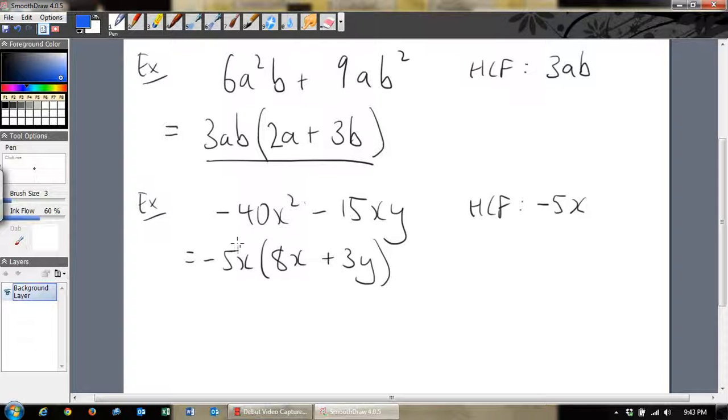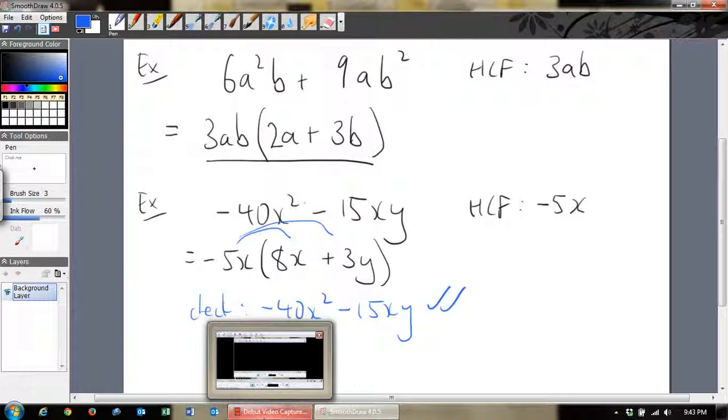Just do a quick check of this. Let's just check that this is correct. Negative 5x times 8x. Negative 5 times 8 is negative 40. x times x is x squared. Negative 5x times positive 3y is negative 15xy, which is what you started with, so that's correct. Get used to these. It's a big part of maths and you need to be skilled.